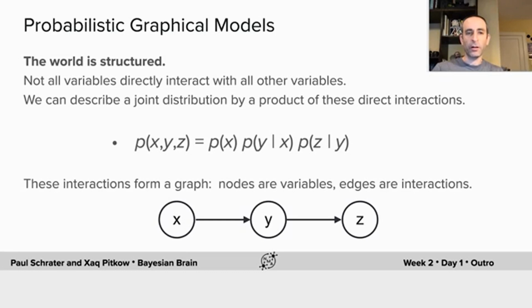Conveniently, the world is structured, and there's a mathematical formalism that allows us to handle this kind of structure. It's called probabilistic graphical models. Not all variables of interest in the world directly interact with all other variables. We can describe a joint distribution by a product only of those direct interactions. So for instance, we might have a probability over x, y, and z, and we can write that, potentially, as p of x times p of y given x times p of z given y. These interactions form a graph. Nodes are variables, and edges are interactions or dependencies.